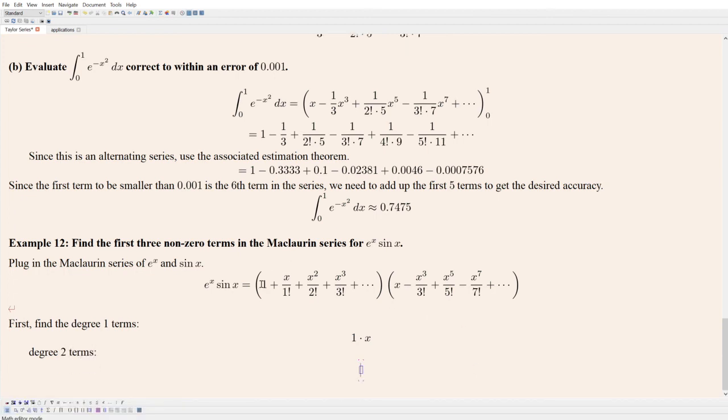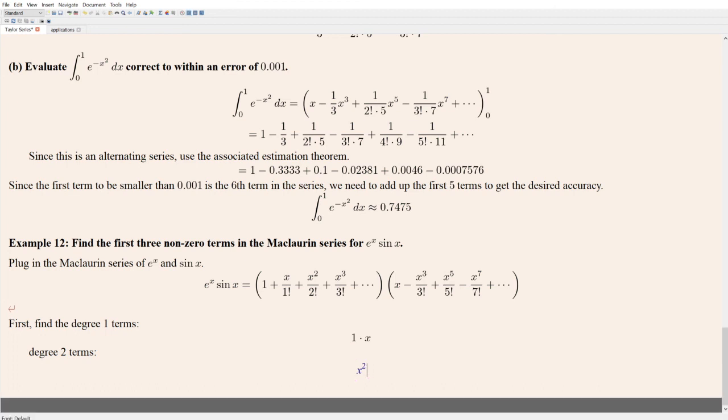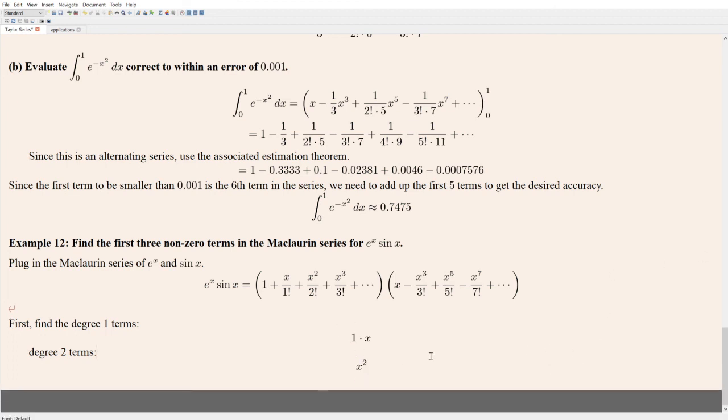What about degree 2 terms? So 1 times x is x, already got that. 1 times x cubed is x cubed, that's too big. 1 times x to the 5th, that's too big, and so on. X times x is x squared. Okay, that's a degree 2 term. X times x cubed is x to the 4th, that's too big. X times x to the 5th is x to the 6th, that's too big. It's going to keep on being too big forever. So there are no other degree 2 terms.